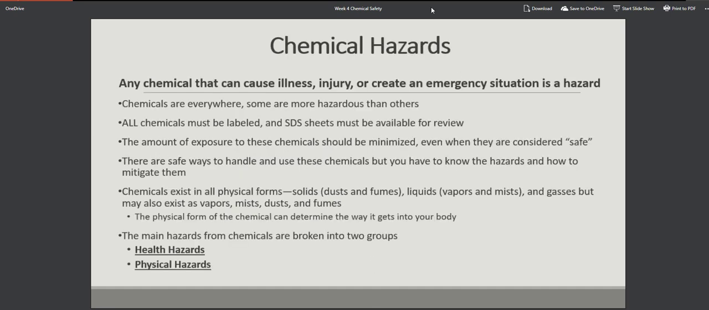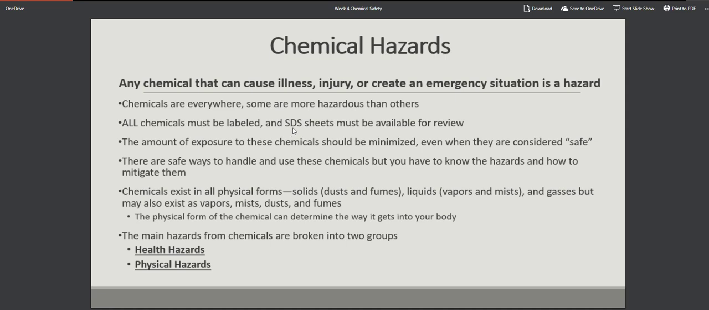We're going to start off with chemical hazards. Any chemical that can cause illness, injury, or create an emergency situation is considered a hazard. Okay? Chemicals are everywhere. Some are more hazardous than others. WD-40 is flammable. Everything has a flash point within it. So all chemicals must be labeled, and SDS sheets must be available for review.